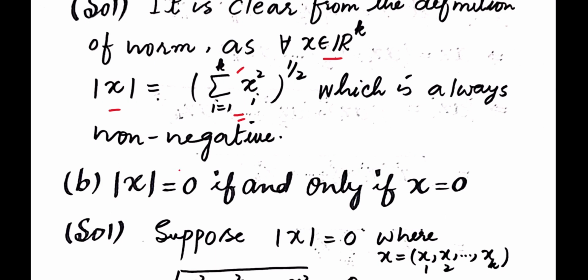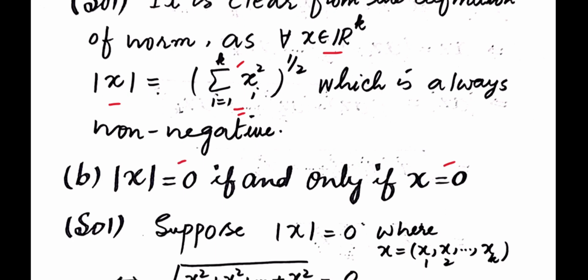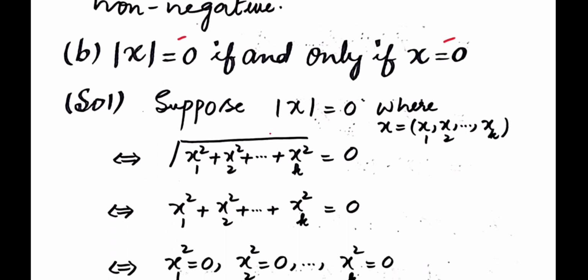In part B, we have to show that the norm is 0 if and only if the vector itself is 0. Suppose the norm is 0, where our x is x1, x2 up to xk. As the norm is defined as the square root of the sum of squares, this is equal to 0. If the square root is 0, it means the number inside the square root, this sum, is 0.